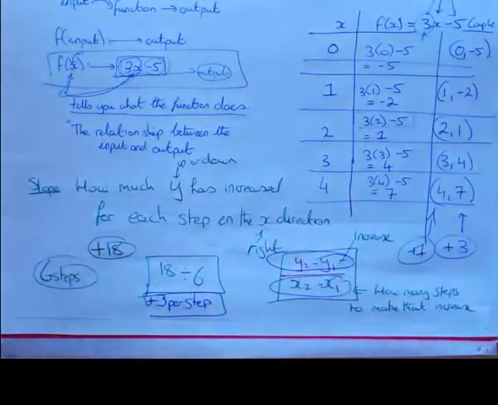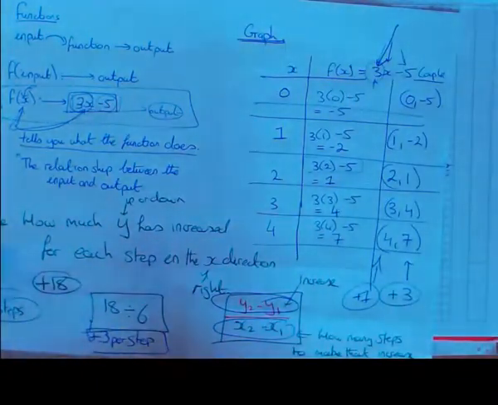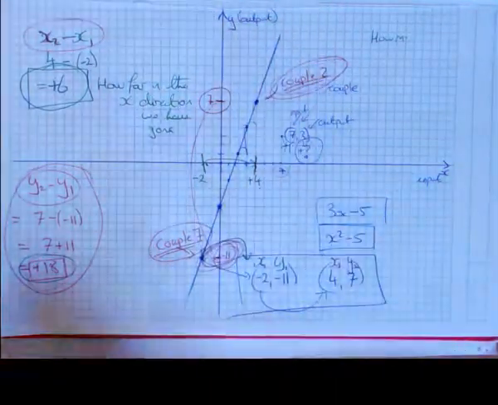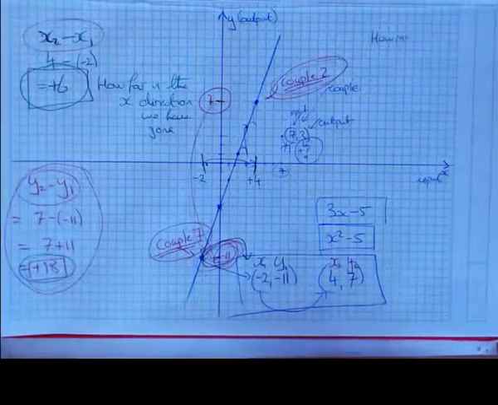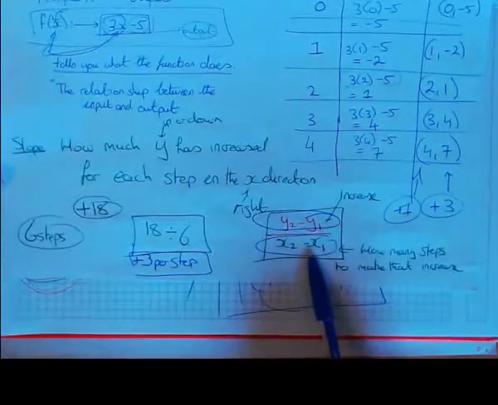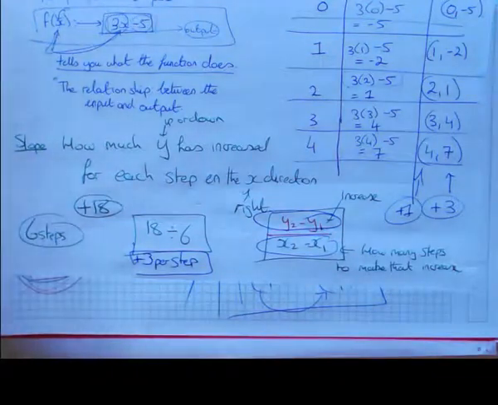So if you're given the equation, if you're given the function, we know we can read off the slope straight away here. But if you're given 2 points on a graph, couple 1 and couple 2, we use a formula. The formula is y2 minus y1 over x2 minus x1. That's in your tables. So I just wanted you to know what that meant.